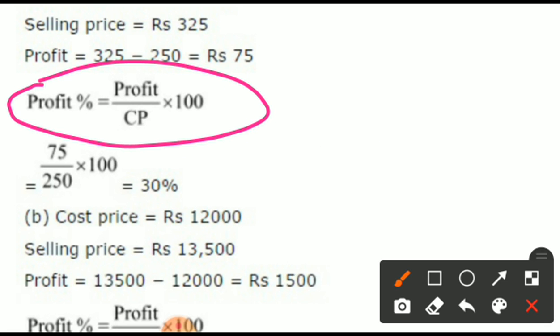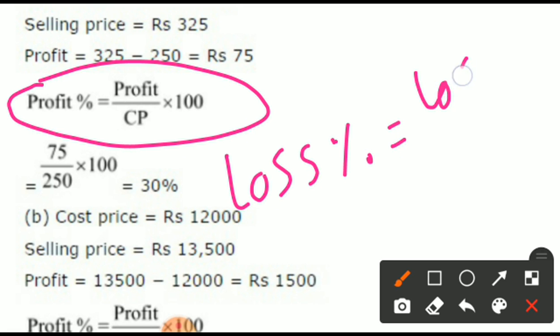That means profit percentage or loss percentage is equal to profit or loss upon CP, and multiply by 100. Multiply by 100. Isn't it? Okay. These are the formulas for you to understand the things. Whenever it asks you an increase or decrease, or you can find out these types of things, it will be very helpful to your blood report, medical report.